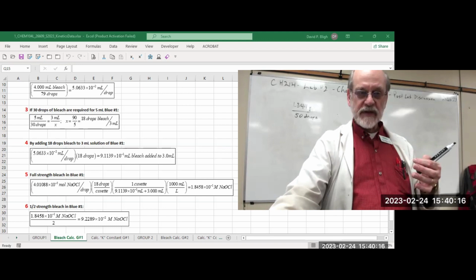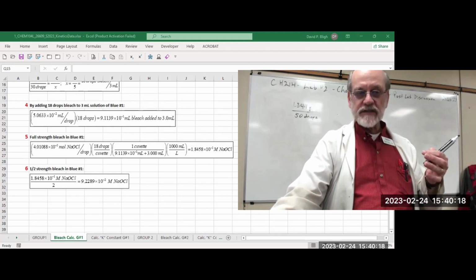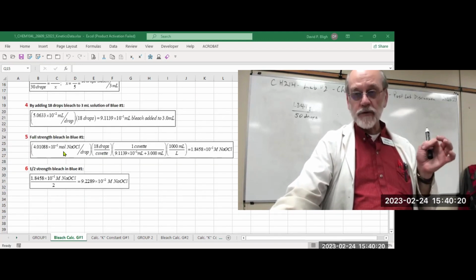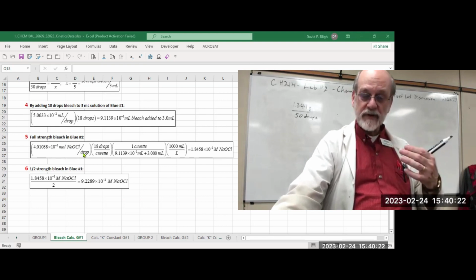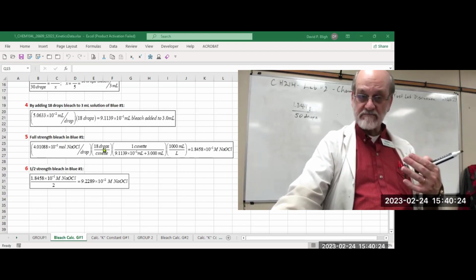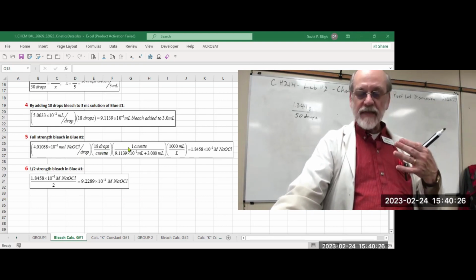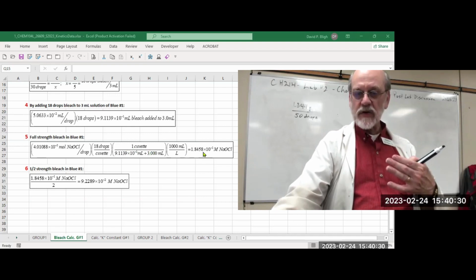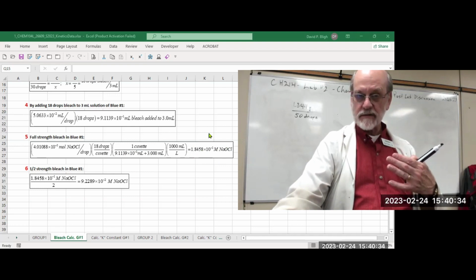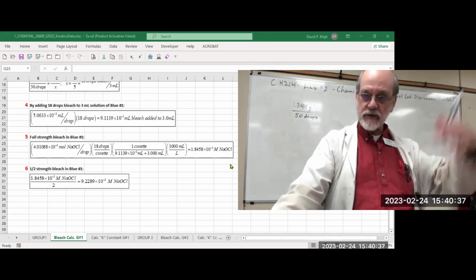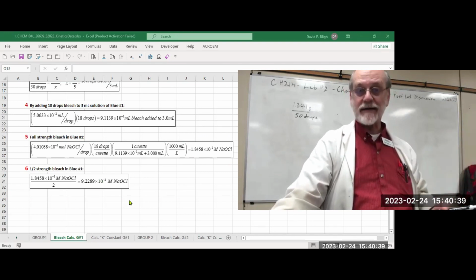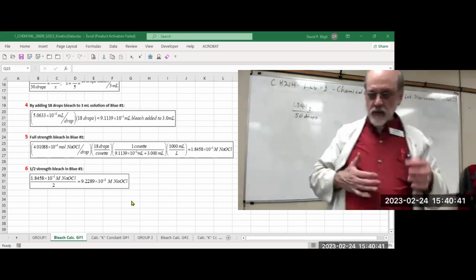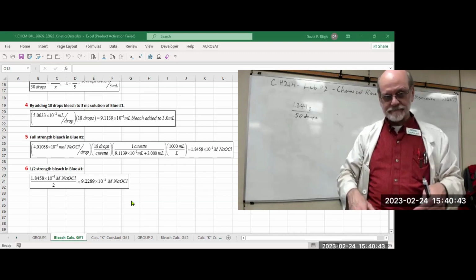You need to know the actual volume in there so that you can calculate the bleach concentration. So for the full strength bleach, now you need to say, okay, how many moles of sodium hypochlorite per drop? And then how many drops did you add? And then you divide that by the volume in liters, and this is your molarity for the full strength bleach. And then the half strength obviously is just 1/2 that. So that's where the bleach calculation comes in.